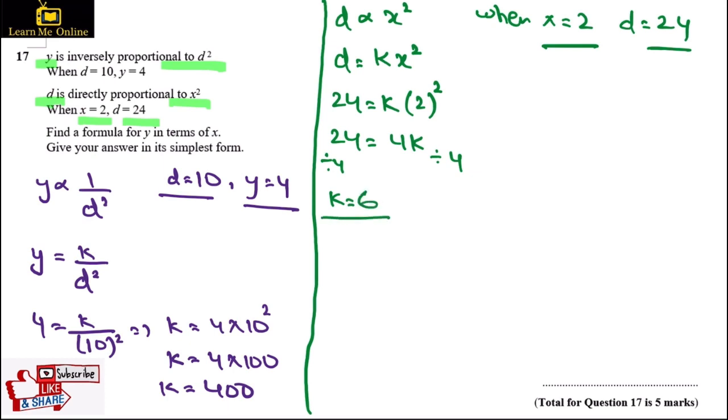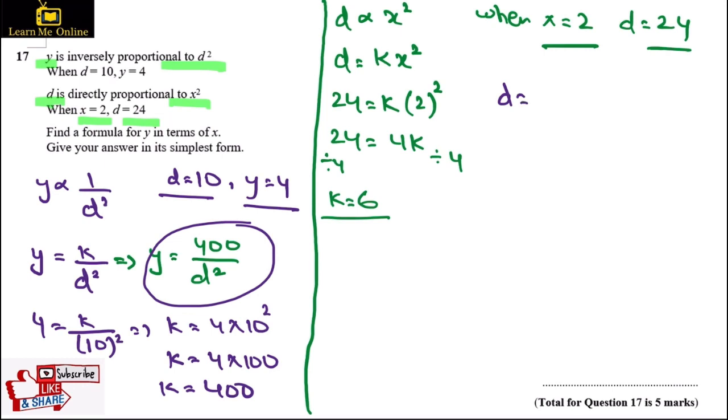We got the k values from both the equations, and now we find the formula of y in terms of x. So we'll be finding the value of y in terms of x, and how we're going to do that is, we're going to make the equations from here. From the first one, because now we know what the k value is, we can write it down: y equals 400 over d square. And from the second one, we get d equals, we know the k value, which is 6, and that would be 6x squared. We know both of them now.